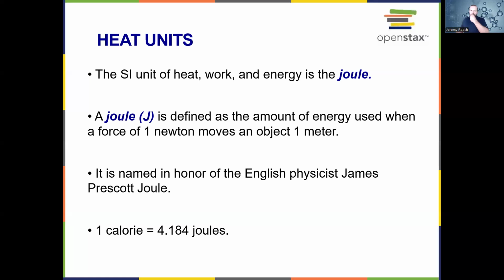The SI unit of heat, work, and energy is the joule, and that's abbreviated with an uppercase J. 1 lowercase c calorie equals 4.184 joules. And 1 joule is the energy that's used when 1 Newton of force moves an object by 1 meter.